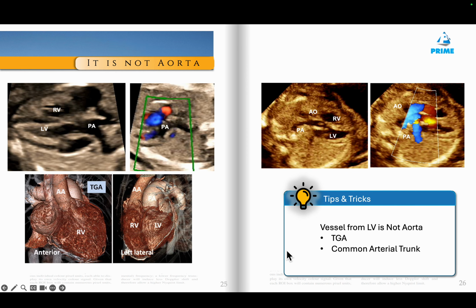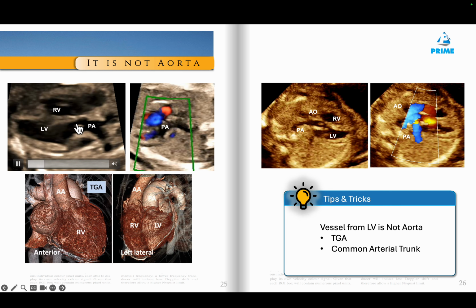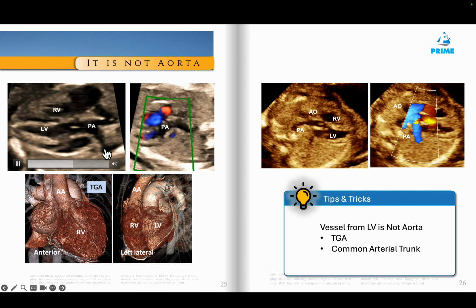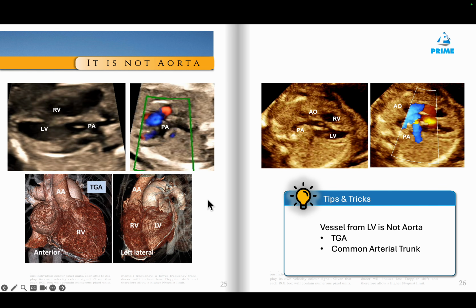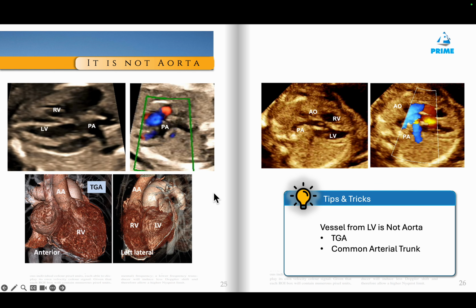So then what if what you were thinking was aorta is not aorta? Now this is LV and you think this vessel coming out of this is aorta, but it suddenly dips down and bifurcates. This is a typical sign of transposition of great arteries. This is not aorta, that's the pulmonary artery.